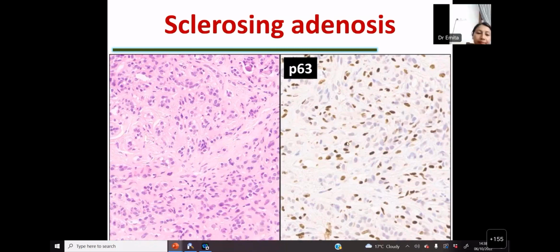So if you do myoepithelial markers, for example P63, it will highlight those myoepithelial cells. So there are some glandular epithelial cells here which are not stained by the P63 stain, but the myoepithelial cells are stained by it. So that is the difference if you are really stuck: is it invasive lobular carcinoma or is it sclerosing adenosis? Then you can confirm it by P63, which will highlight the myoepithelial cells. They would be absent in invasive lobular carcinoma.